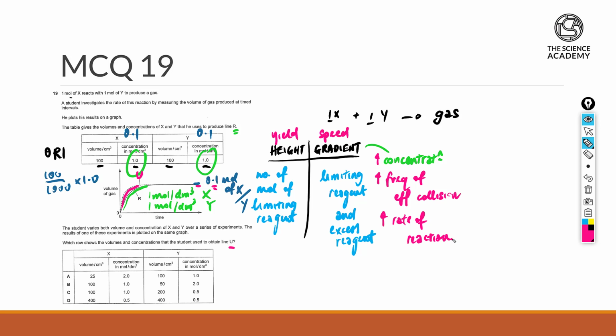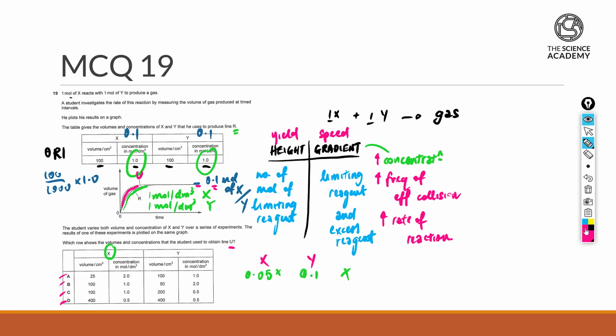So looking through A, B, C, and D, we need to fill up the number of moles for X and Y to make sure that they are falling into the 0.1 mole each category so that it can attain the same height. Now for A itself, after taking the volume multiplied by the concentration for X, we are going to get the value of 0.05 mole. For Y, 100 over 1000 times 1, it gives us a mole of 0.1. I will have to say no to this option because X is not fitting at 0.1 mole.